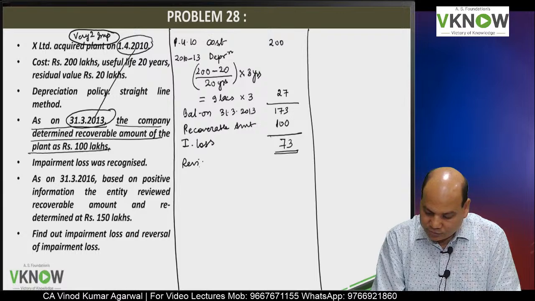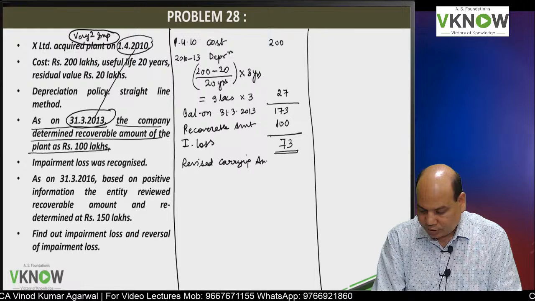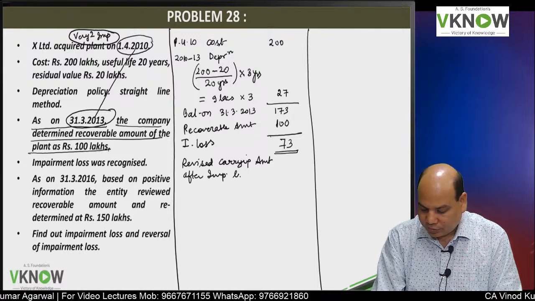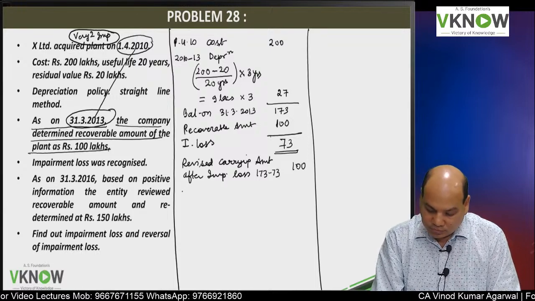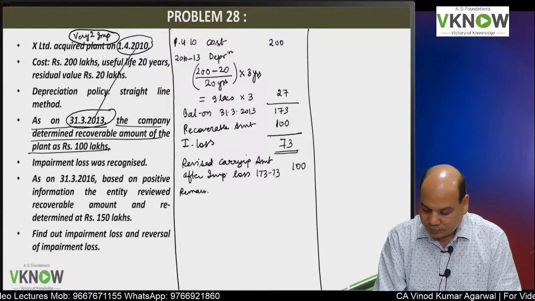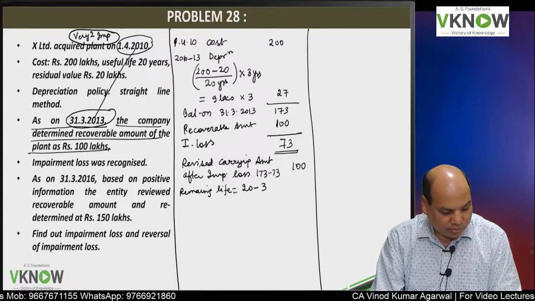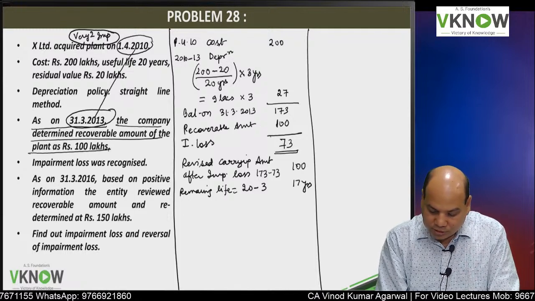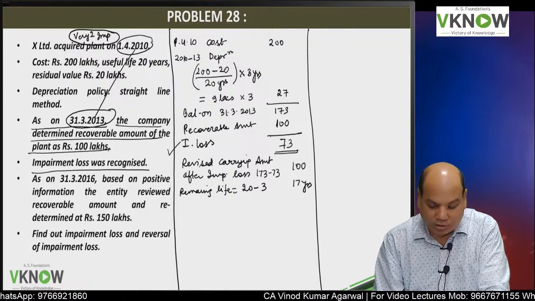What will be the revised carrying amount? Revised carrying amount after impairment loss will become 173 minus 73, 100 lakh. Remaining life: total life was 20 years minus 3, so now 17 years are remaining. Next line, impairment loss was recognized. So impairment loss was recognized 73.